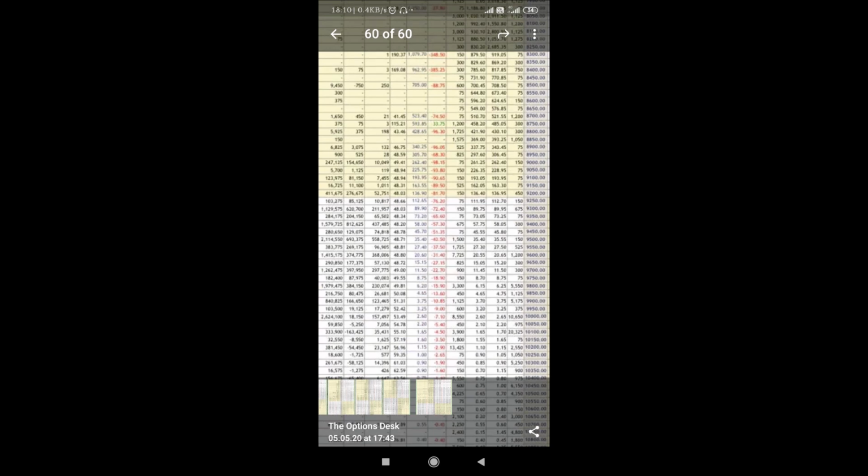And as you can see, the call writing is just at 693. And why am I saying they have reduced the call writing? Because when the call writing increases, the market is expected to go down. If the call writing is reduced, there is a chance that the market could go up.